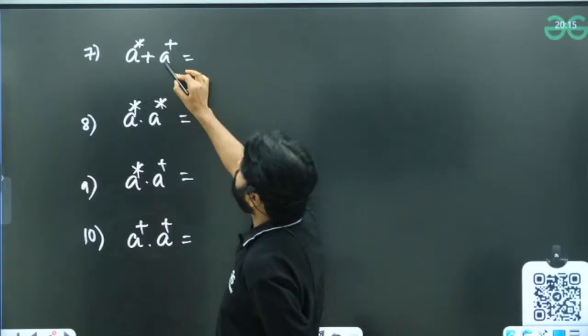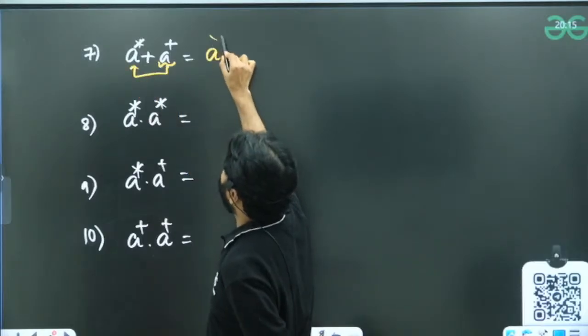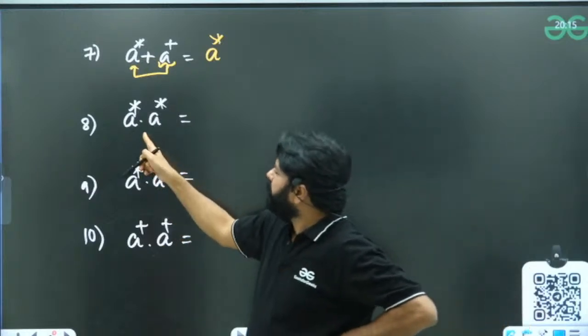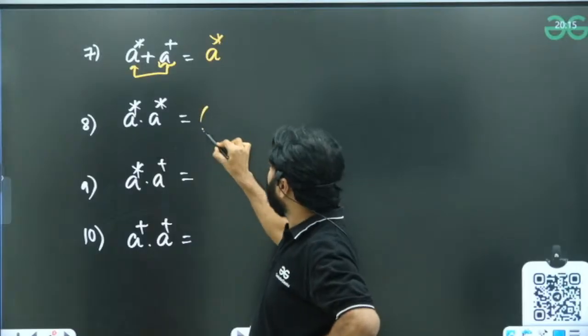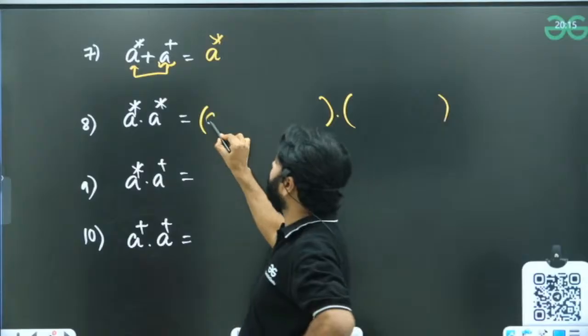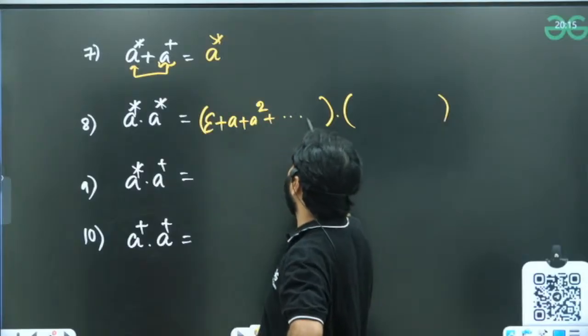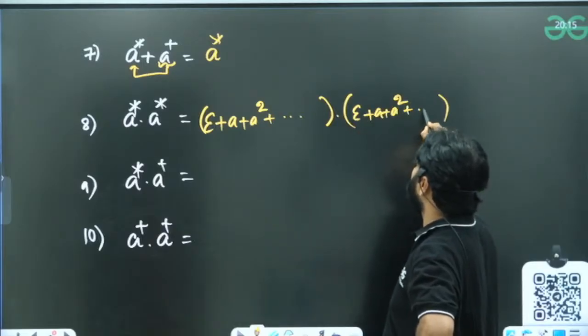See, all these a plus strings are covered in a star. So can I say a star only? Again, sigma star union anything is sigma star. Here you need to understand: a star dot a star. In a star you have epsilon, a square, everything. Here also epsilon plus a square plus everything.